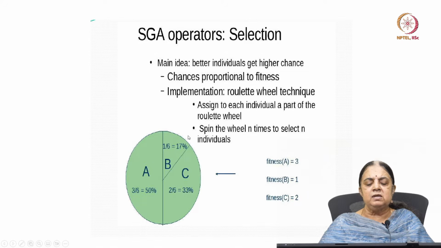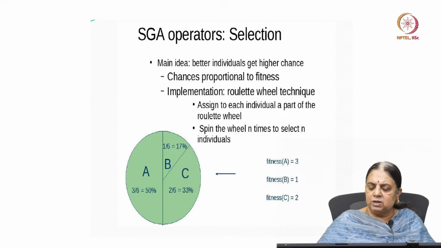The roulette wheel can be looked at as a circular thing. If we have only 3 fitness values, 3, 1 and 2, string A will occupy half the circumference, string B will occupy 1/3 of the circumference, and C will occupy 1/6. Same as before, you have a roulette wheel which you are going to turn.